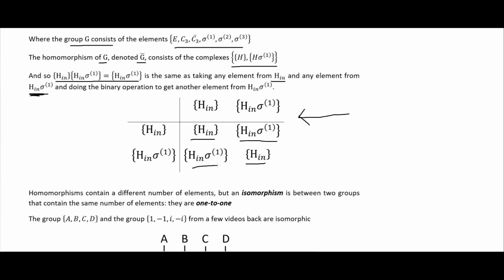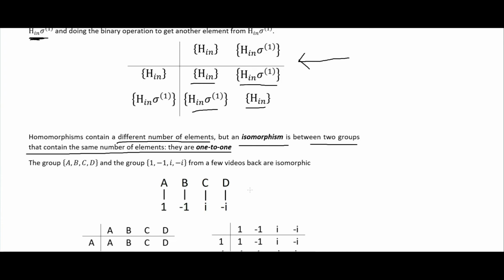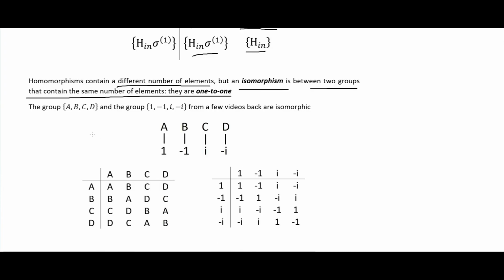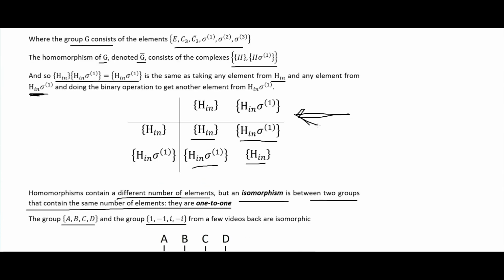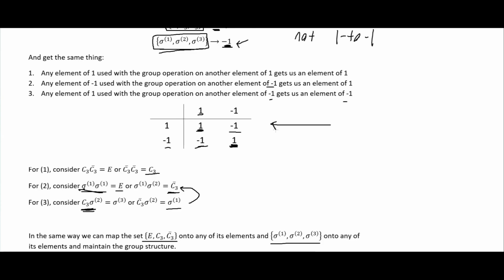And so these homomorphisms of our main group are actually isomorphisms of each other. A homomorphism, as I said, can contain a different number of elements, but an isomorphism is between two groups that contain the same number of elements, i.e. they are one to one. We saw these two groups in an earlier video where I talked about how these are both just changing the names of the elements of these groups. That's essentially what an isomorphism is: you're just changing the names of elements in a group. And that's why this table right here is an isomorphism of this table up here.